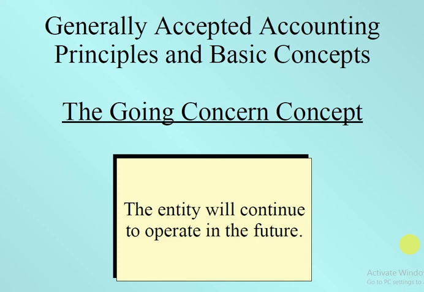Now the second principle, which is the going concern concept. According to this concept, your business must work continuously. There must not be any breakdown in activities, right? The entity will continue to operate in the future, and there must not be a certain limit. Your business activities must continuously carry on, and there must not be any discontinuation.